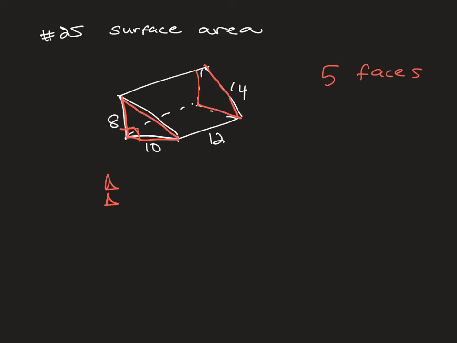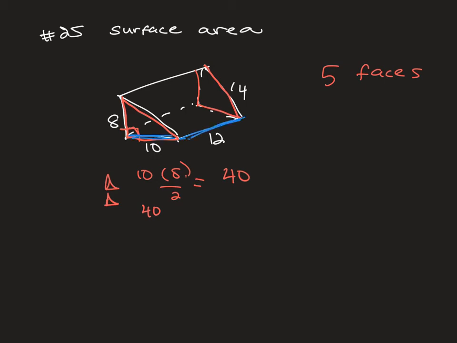So the base and height are always where the right angle would meet, and that would tell you which dimensions to use, because you also have this 14, which sometimes throws people off. So the base is 10, the height is 8, switch that around. So we're going to say 10 times 8 divided by 2, and that's going to give us 40. Well, the second triangle is going to be exactly the same. They mirror each other.